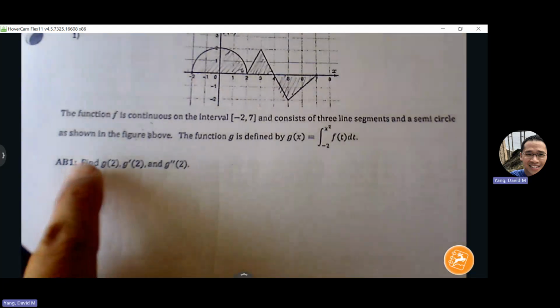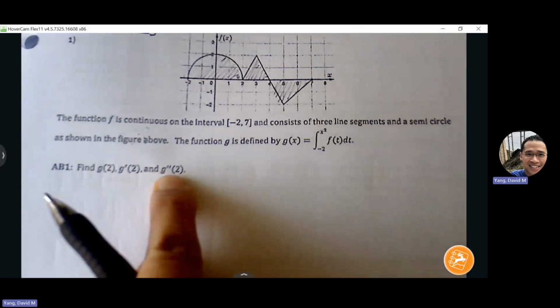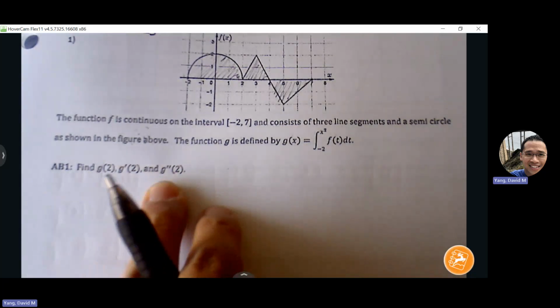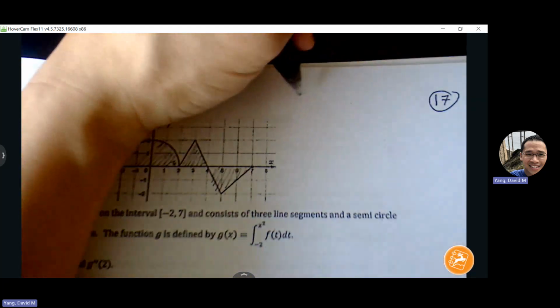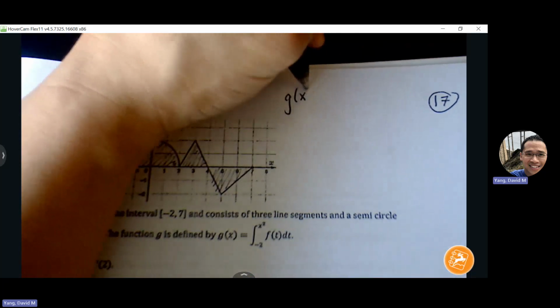So next part, part A, AB number 1 says find G of 2, G prime of 2, and G double prime of 2. Why don't we just go ahead and build the G prime and G double prime so that we have that in front of us and can jump directly into evaluating. I'm going to take the space up here so we can build out each of the functions that we're going to need.